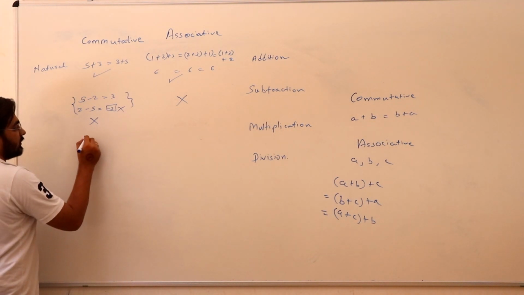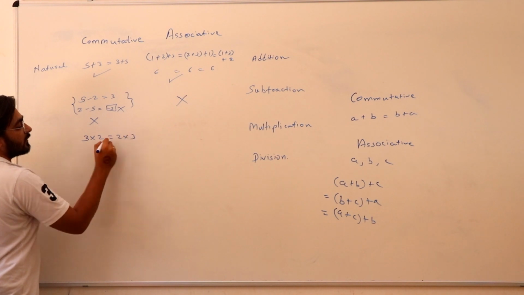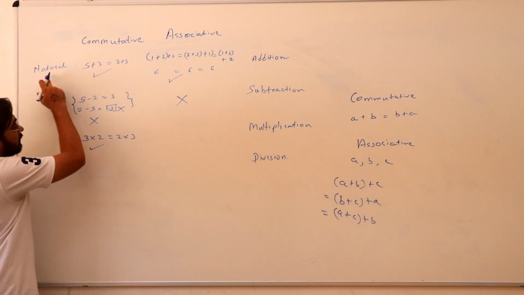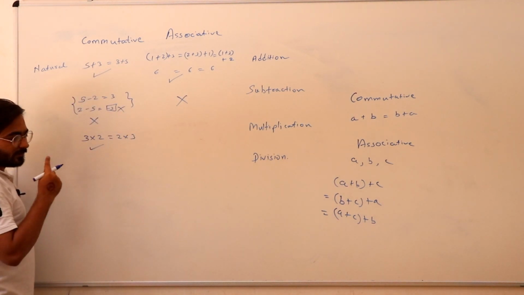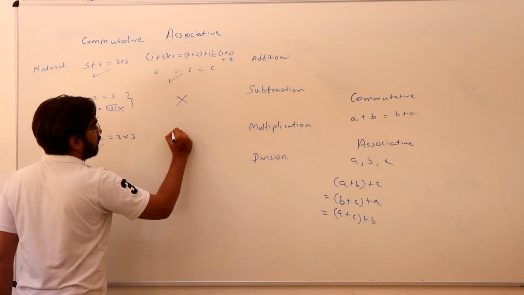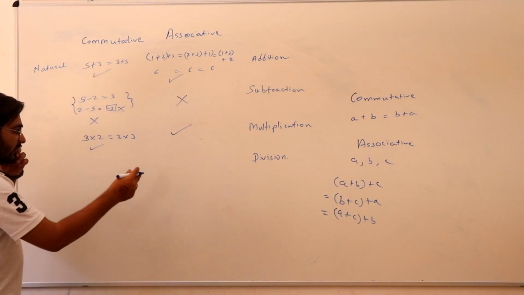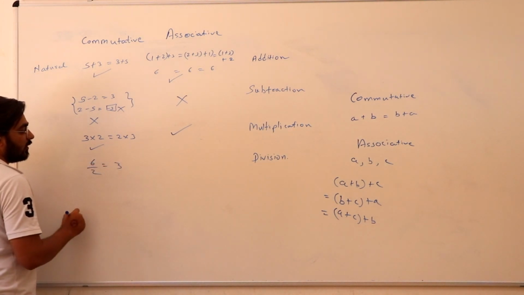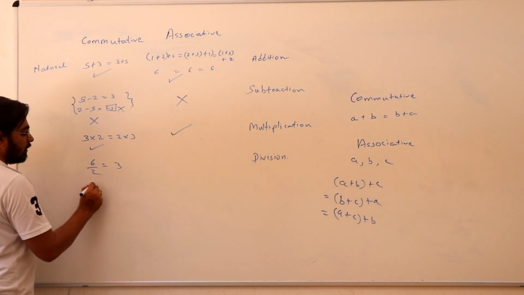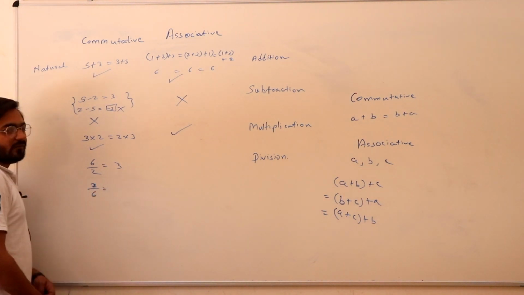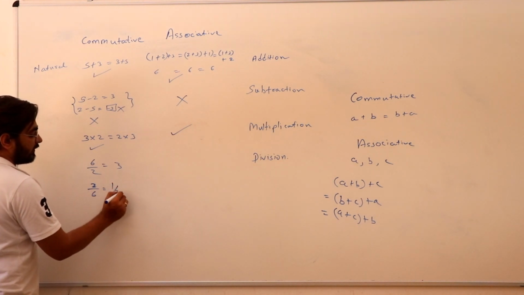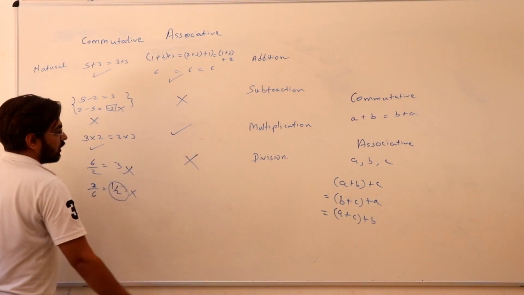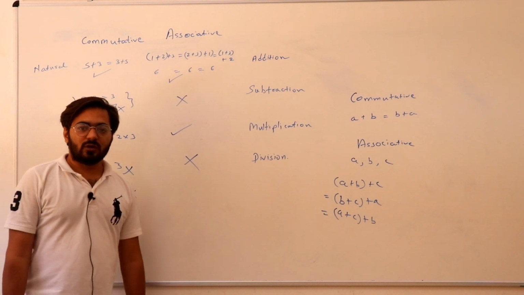Let us check for multiplication. If I do 3 2s are, or if I do 2 3s are, will it matter? Answer will be 6 for both the cases. So natural number does follow commutative property for multiplication, and it does follow associative property as well. In division, what do you think will happen? Suppose if I do 6 divided by 2, answer will be 3. But what if I do 2 divided by 6? Will the answer be same? No. Answer will be different, and this is not also a natural number. So it does not follow commutative as well as associative property for division.